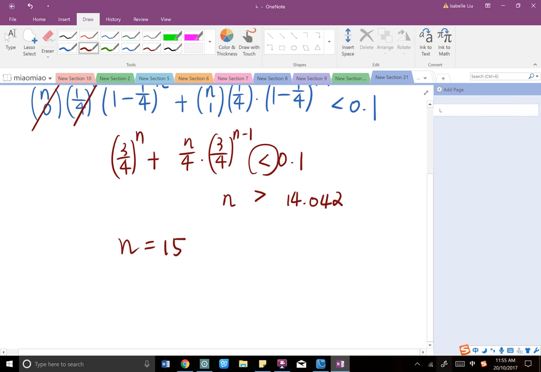And it also makes sense. So what's the next integer greater than 14.042? You are not going to answer me 14. It needs to be 15. So the least number of trials you need to play in this question is 15.